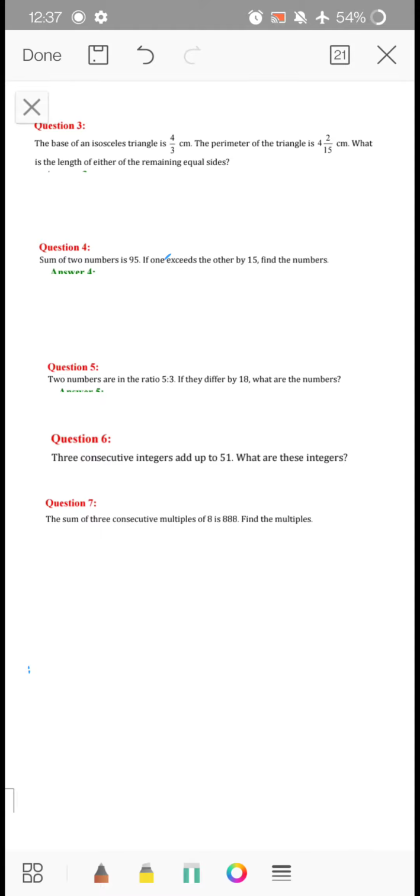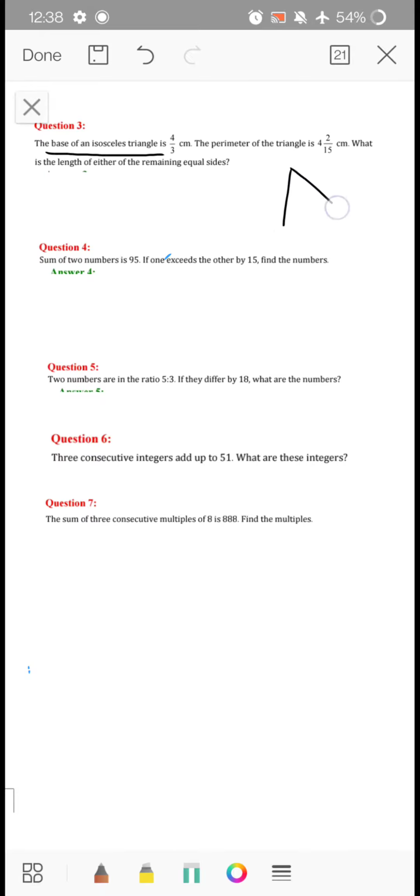In the previous lecture we have completed 2 questions of exercise 2.2 and today we'll begin with question 3 and question 4. So let's try to solve question 3. For that we need to read and understand the question. The base of an isosceles triangle is 4 upon 3 centimeter. Here they have talked about the base of an isosceles triangle.